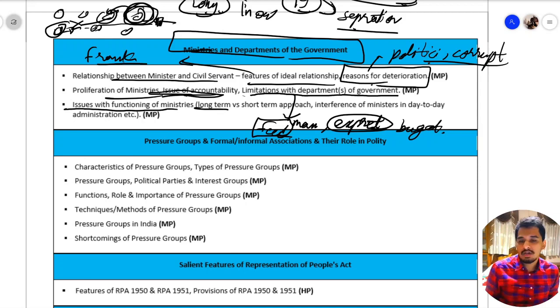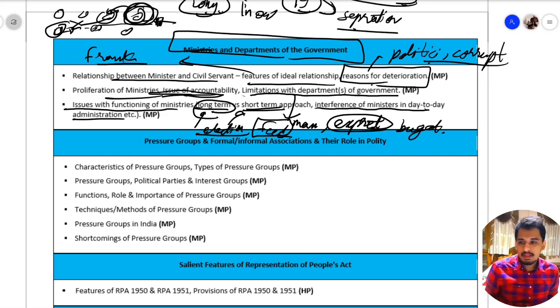One is the long term versus short term approach. See, the bureaucrats want to take a long term approach, but the politicians have elections to win, and hence they want to take a short term approach. So this is one of the issues. Another is interference of the minister in day to day administration.